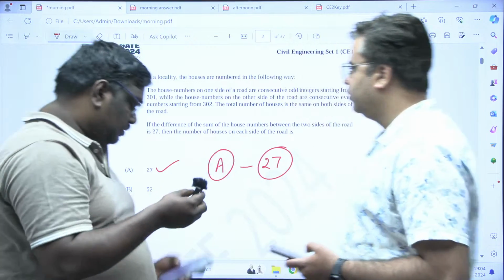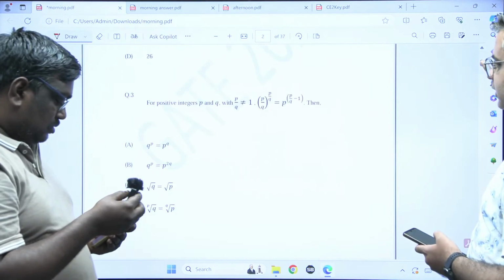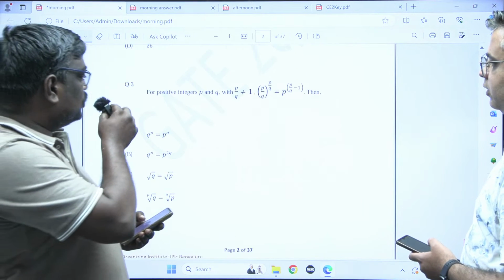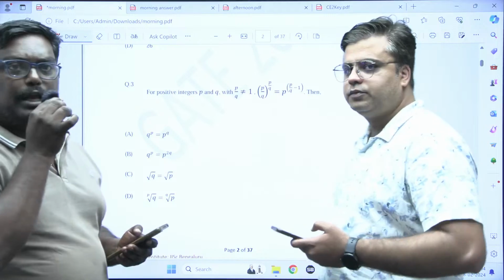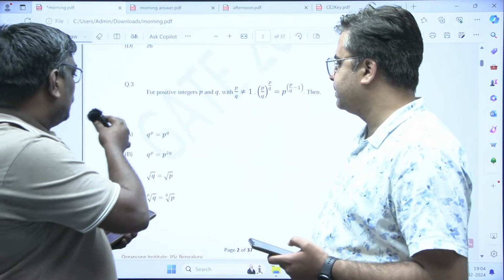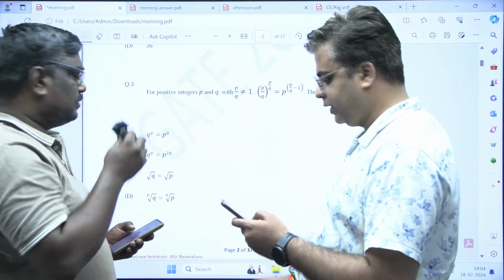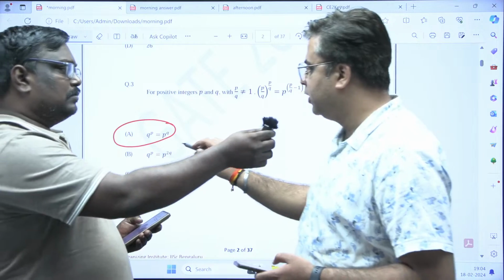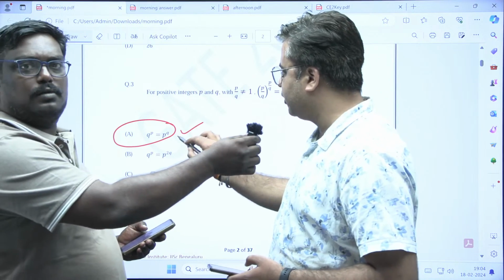Okay, sir. Go to next. This is question 3. For positive integers p and q, p by q not equal to 1, and there was a formulation there. So here option A is correct, sir. Yes, sir, option A is correct. Yesterday only we gave the detailed solution for this also. So option A is the correct option for this question.